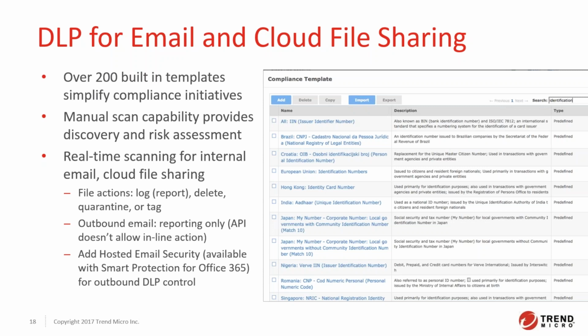There are about 200 or so built-in templates. You can create your own. This is done by either the attributes of the file or content within the file. Anything can be created as a key, such as credit card numbers can be a key identifier. So then every document that has credit card numbers, it's going to detect it and quarantine it based on the policy. Next slide, please.